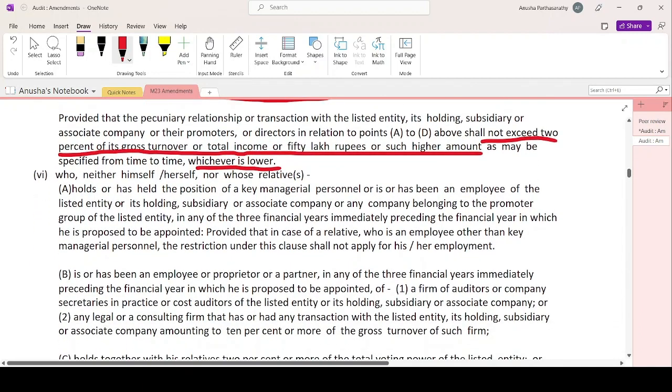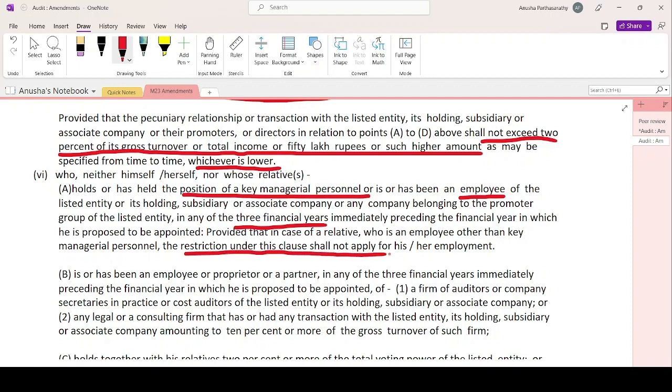So again, who neither himself or herself nor whose relative has held the position of key managerial personnel, or has been an employee of the listed entity, its subsidiary, associate company, or holding company, or any company belonging to the promoter group of the listed entity, in any of the 3 financial years. Provided that in case of a relative who is an employee other than a key managerial personnel, this restriction under this clause shall not apply. See, if the relative is an employee but not a KMP, then this restriction will not apply.